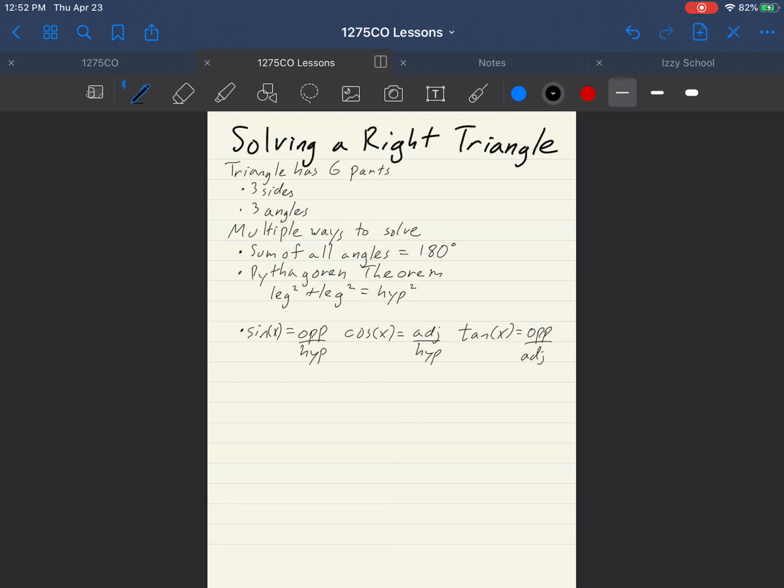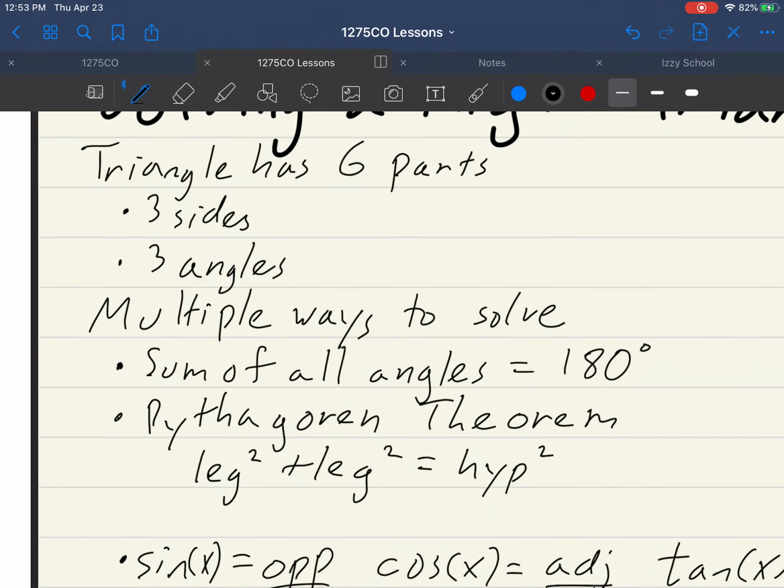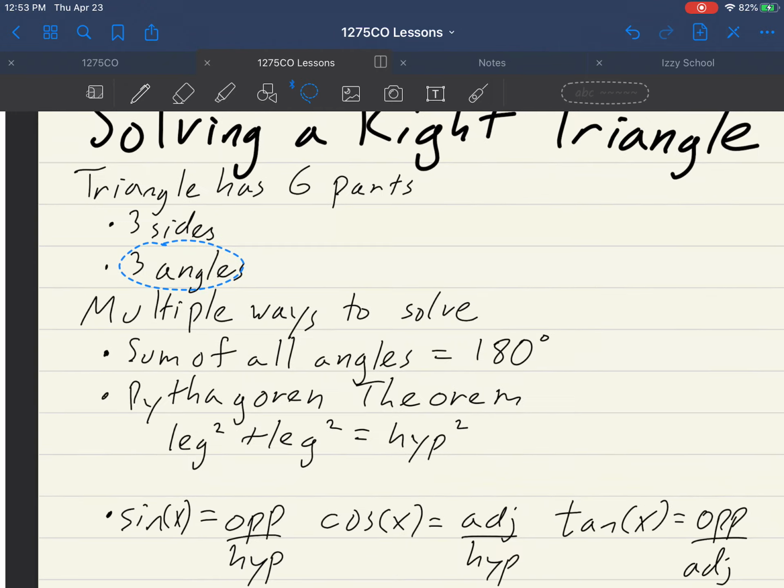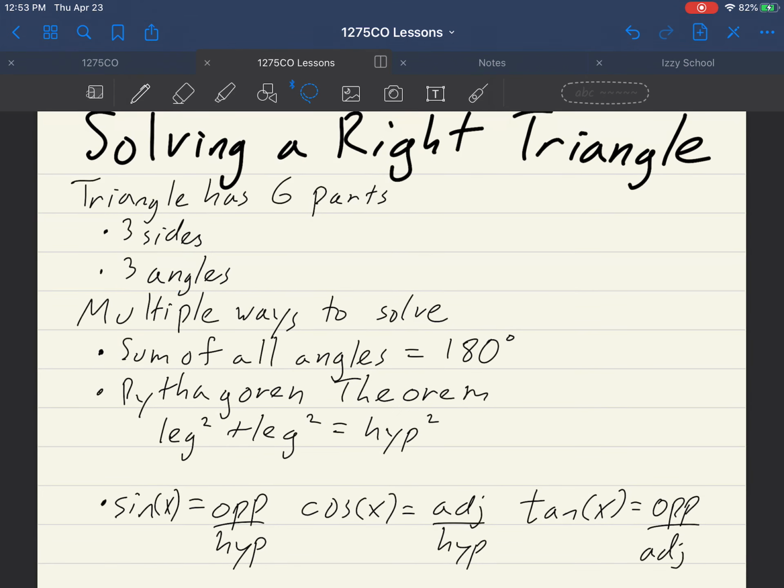Solving a right triangle. What does it mean to solve a right triangle? The triangle has 6 parts. All right, you can identify the 6 parts of the triangle. It's got 3 sides and it has 3 angles. And solving a right triangle essentially means that you are finding all the missing parts, right?